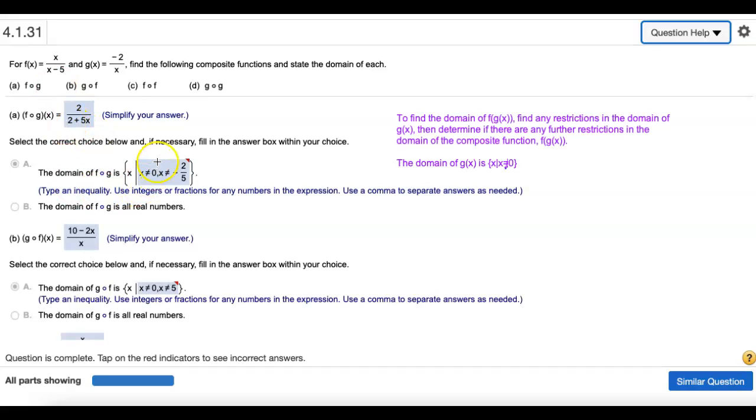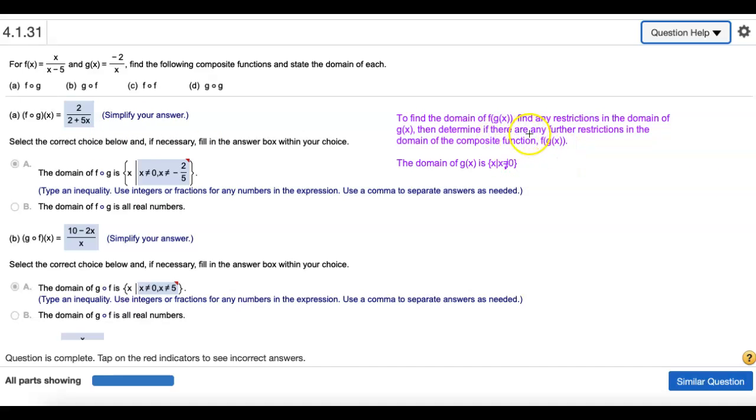So here in this first example, we start by analyzing the domain of the inner function, which in this case is g of x. And the domain of g of x is all real numbers x, such that x is not equal to 0. That's supposed to be not equal right there, to 0.